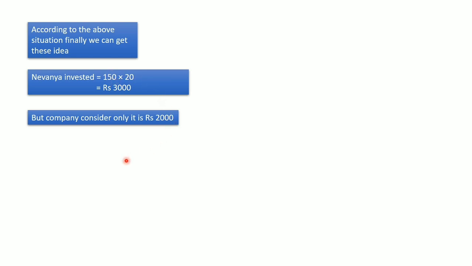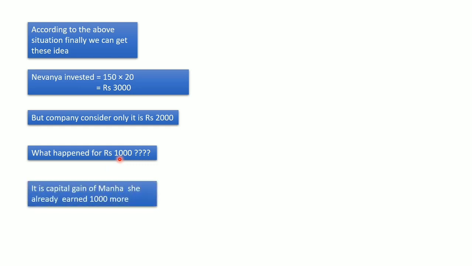Okay. Now what happened to the other 1,000? You can see here 3,000, but the company considers 2,000. What happened to the 1,000 rupees? It is what we call the capital gain of Manha, because this 1,000 was already earned by Manha.